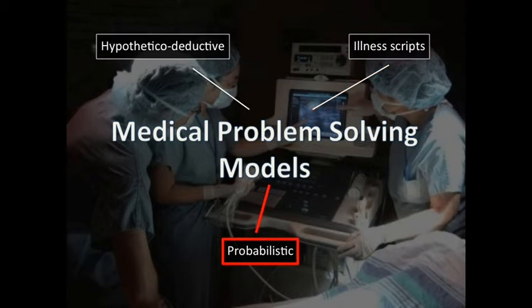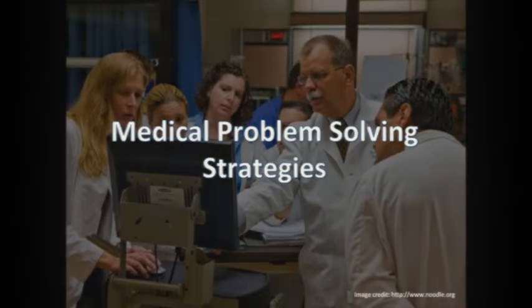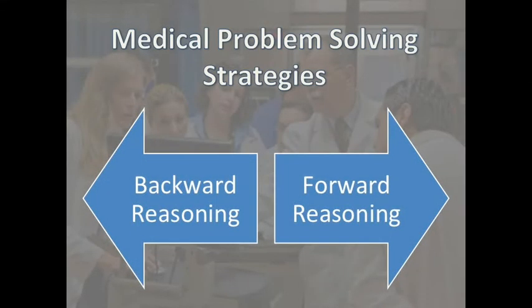The probabilistic model defines relationships between clinical variables in statistical terms, such as frequency or prevalence. Hypotheses are generated and then weighed on the likelihood that they could be true. Hardin, 2002, describes 2 strategies commonly used in the medical domain for solving problems. The first is forward reasoning versus backward reasoning.